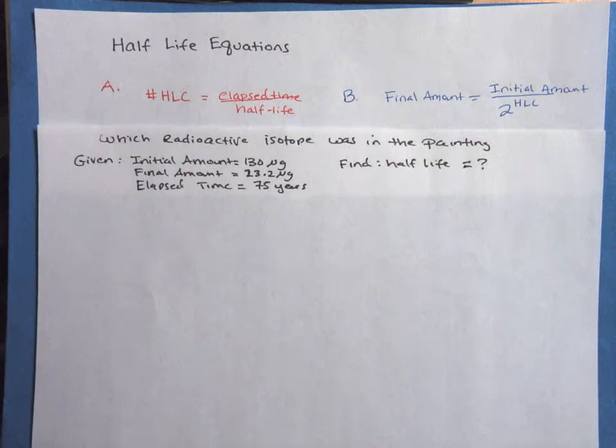So in this video, we're going to show you how to answer this question: which radioactive isotope was in the painting? The first thing that we have already done with this problem is identify our given and our find. Then we use that to figure out which equation we're going to use first and which one second. So we look at our find.